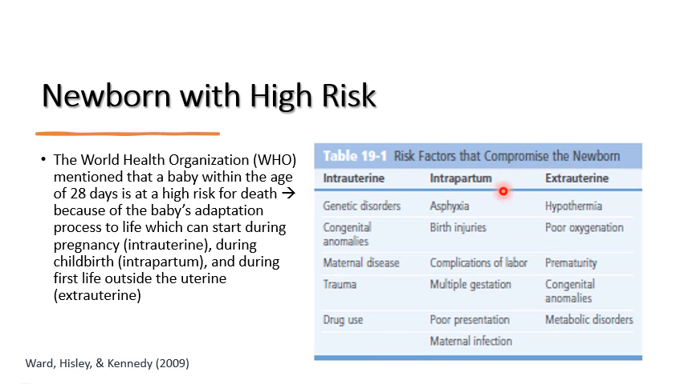In the intrapartum setting, if the baby during the birth has asphyxia, birth injuries, complications during labor, is a multiple gestation birth, has a poor presentation to birth, and also maternal infections on the way during the delivery, this will also contribute to the baby having high risk. And in the extrauterine setting, if the baby has hypothermia and poor oxygenation, was born premature, with congenital anomalies and also a metabolic disorder, this will make the baby have a very high risk.